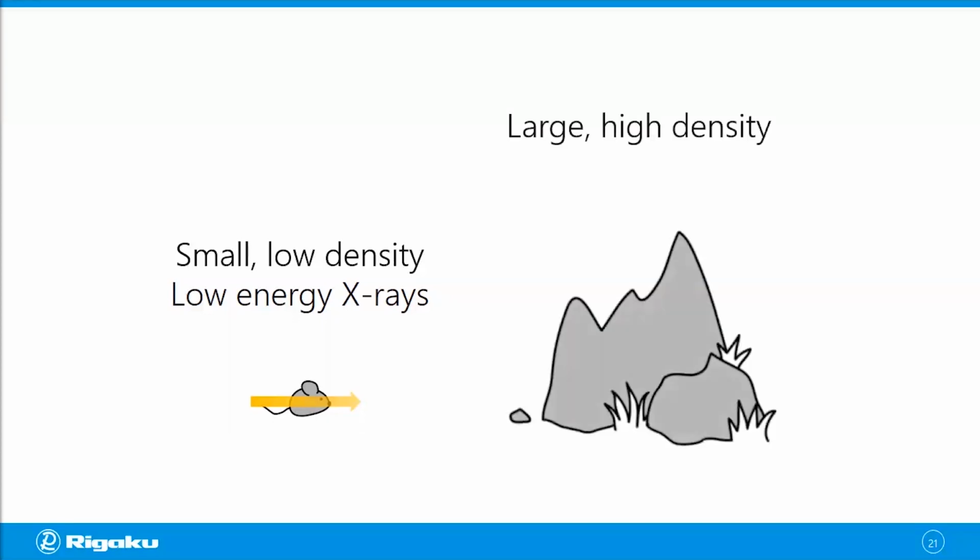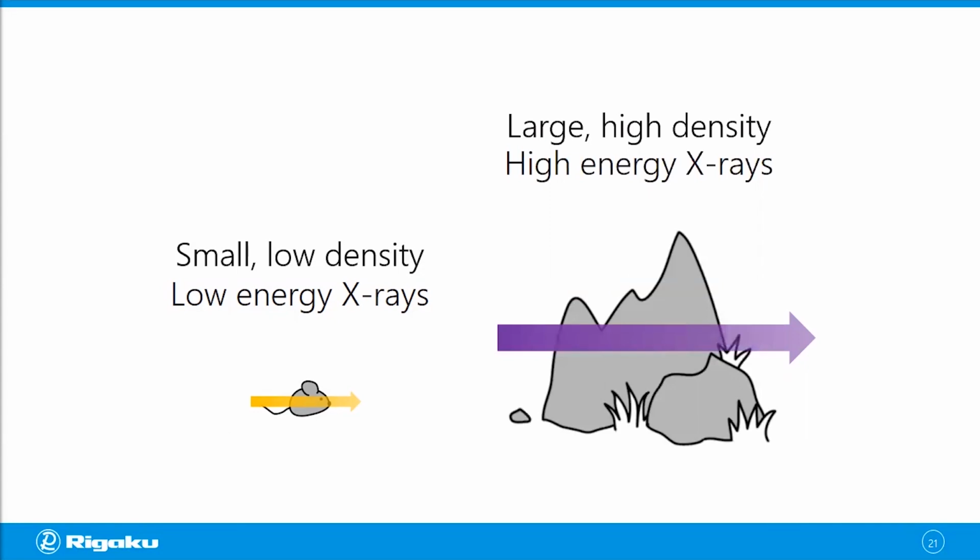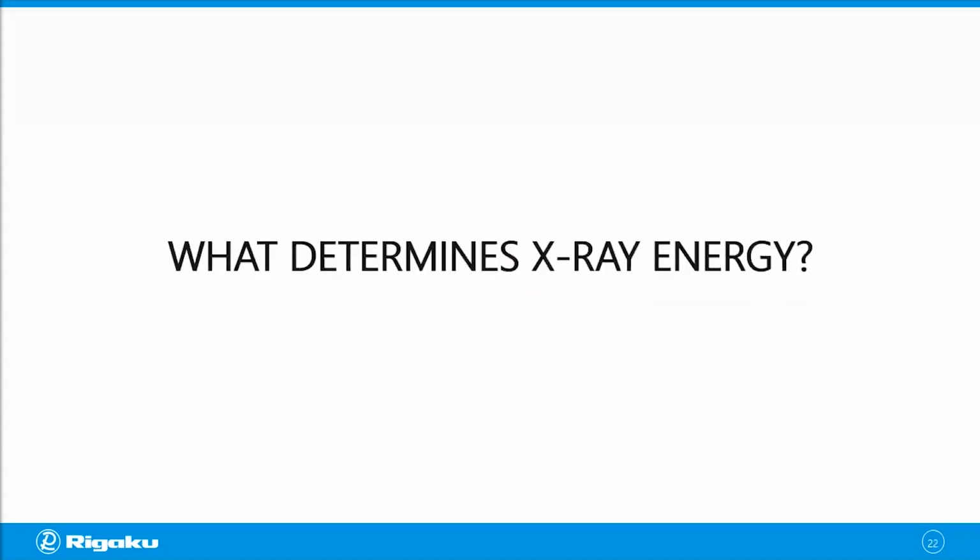And when you have a large and high density sample, you want to use high energy X-rays. And food and pharmaceutical samples are usually in the small, low density category. So we want to use low energy X-rays. So that much we know now. But how do you get low energy X-rays? What determines X-ray energy to begin with? So let's think about this for a minute.